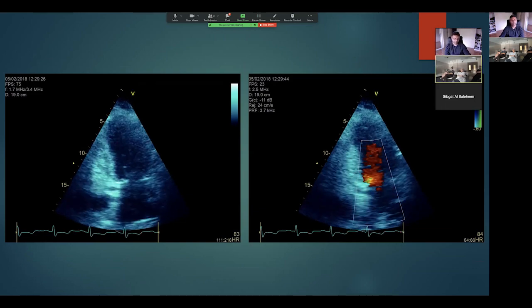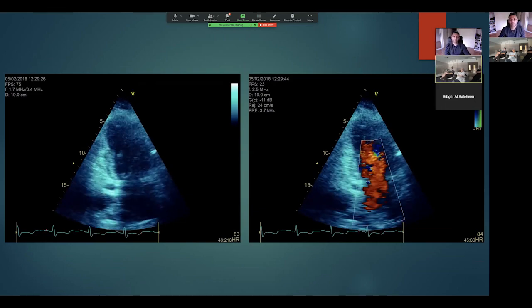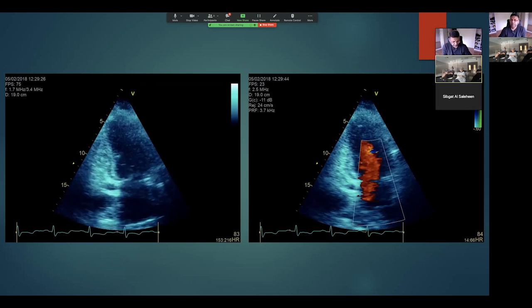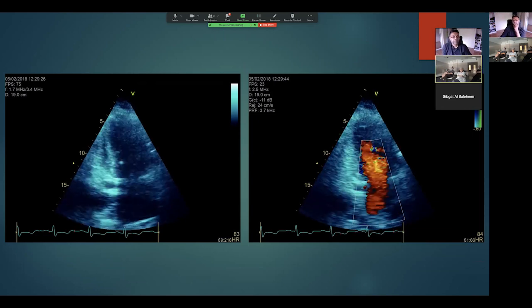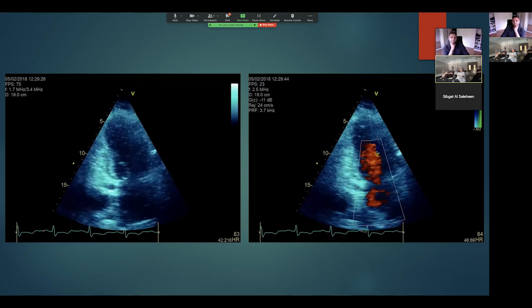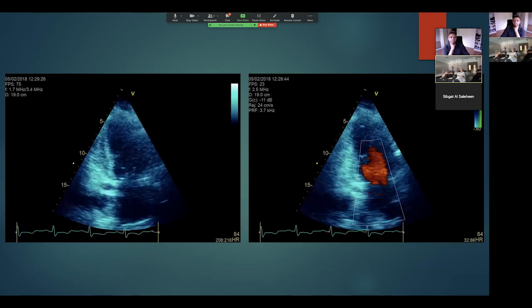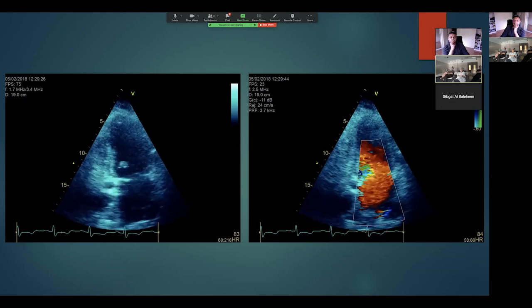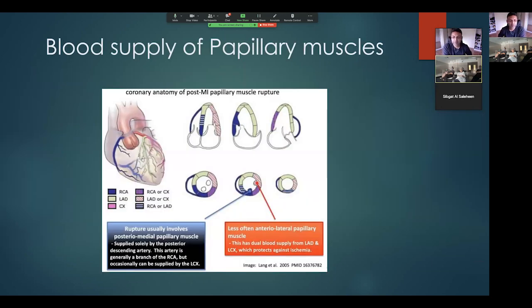So good. What coronary artery is affected? Probably the right coronary artery. So how does that give you the... It's anterior. It'll be anterior segments. Probably the left anterior coronary artery, right?